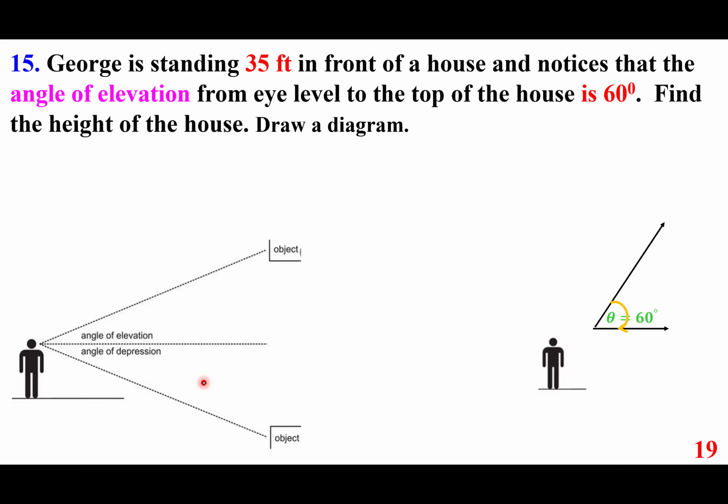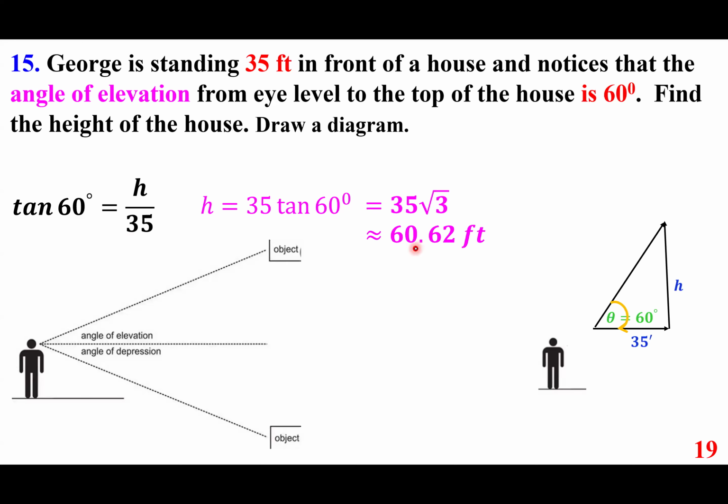So we do the drawing looking like that. And this angle is given at 60 degrees. The distance is 35 feet here. H is of interest to us, so we want to find H. Tan of 60 degrees is the opposite H over the adjacent 35. So H is the product of these two. This is a cross product. And tan of 60 degrees is square root of 3. So precisely 35 square root of 3, roughly 60.62 feet. This is an exact answer because tan of 60 is a common arc.